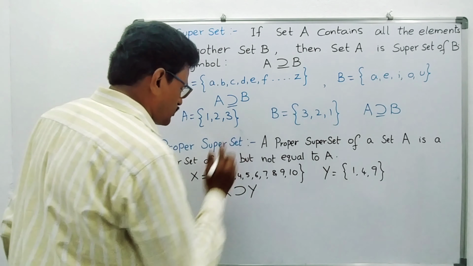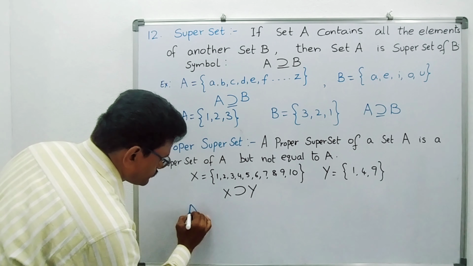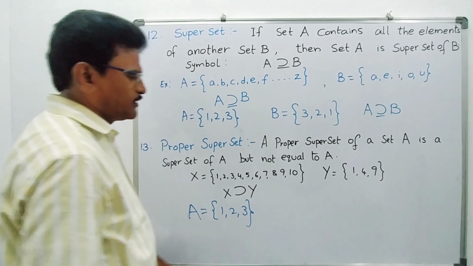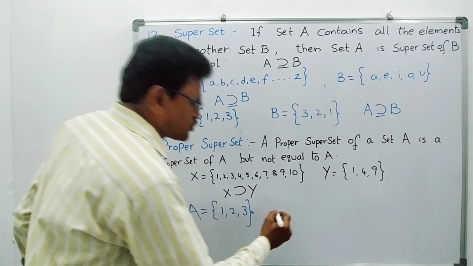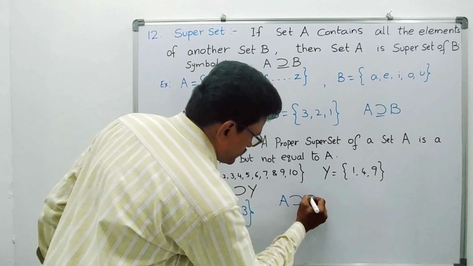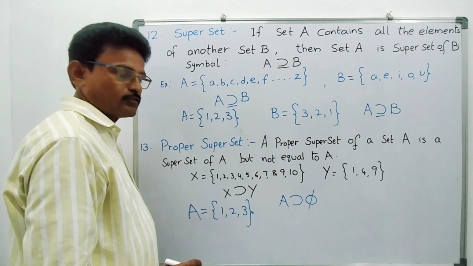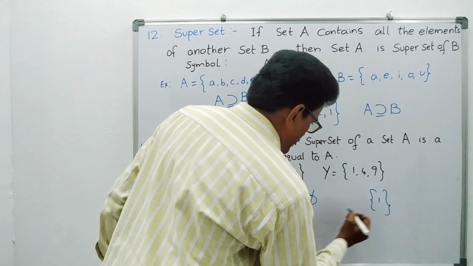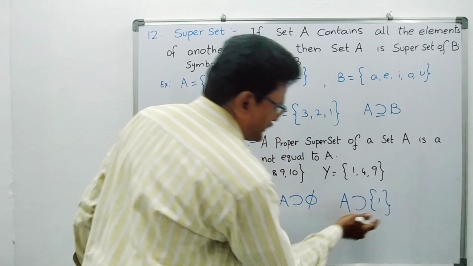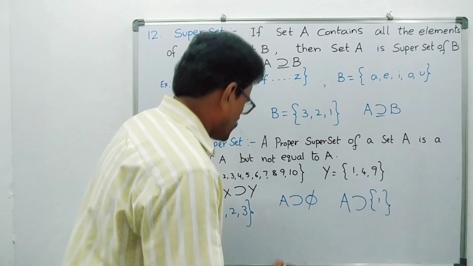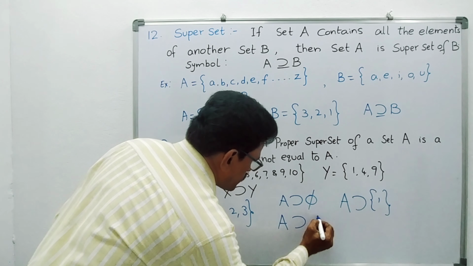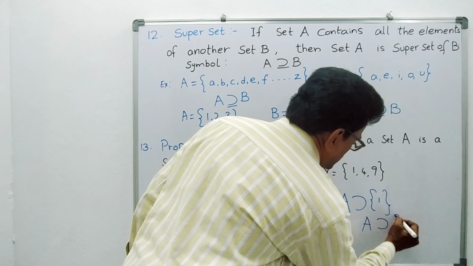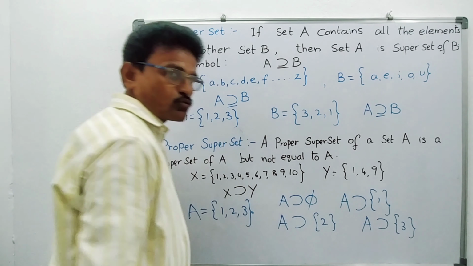Here, this one only I will write. A, it is having 1, 2, 3. Now for this, different sets are there. A is a superset of pi. Pi means that is the null set. Right? Now, suppose any set is there having only one element. Here we can write A is a superset of this set. A is a superset of only 2 you can take. A is a superset of only 3 you can take. Like this we can write.